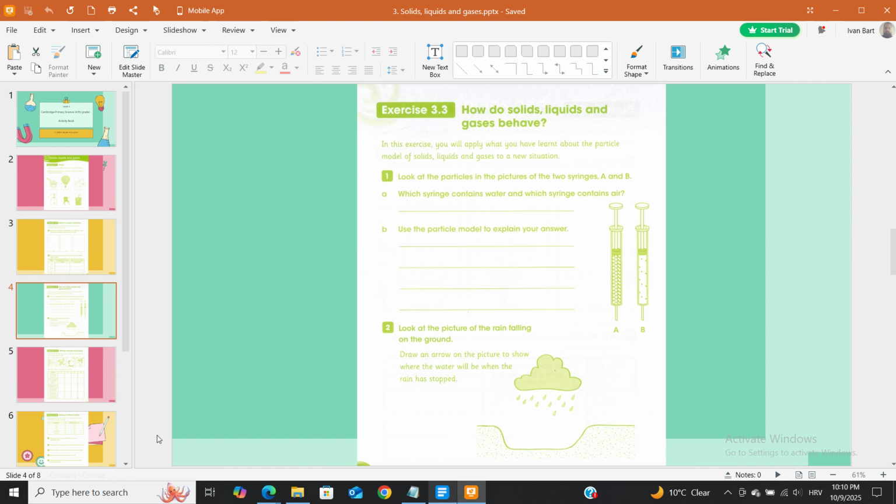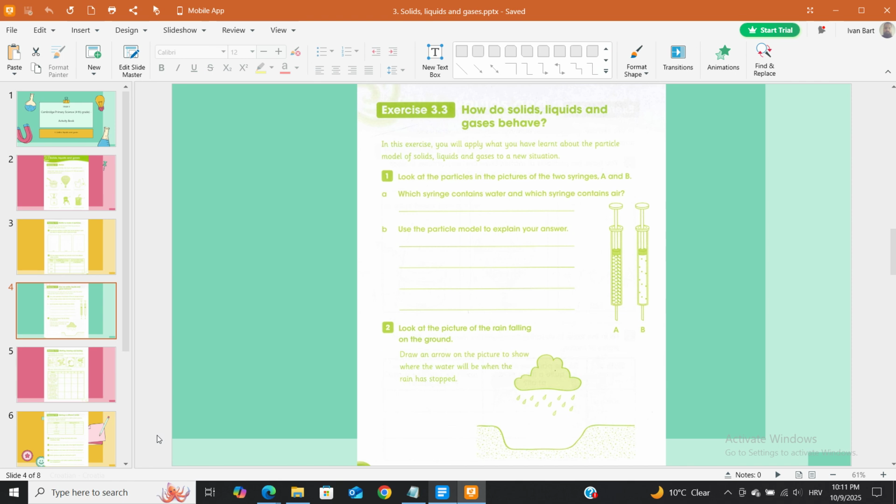Exercise 3.3. How do solids, liquids, and gases behave? In this exercise, you will apply what you have learnt about the particle model of solids, liquids, and gases to a new situation. 1. Look at the particles in the pictures of the 2 syringes, A and B. Which syringe contains water and which syringe contains air? Use the particle model to explain your answer.